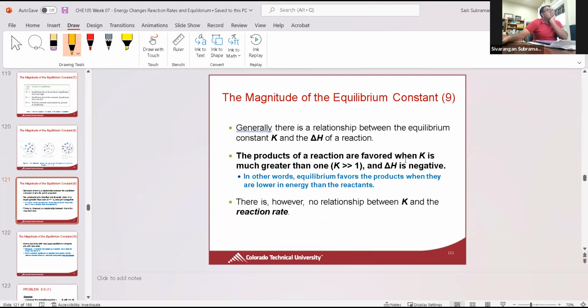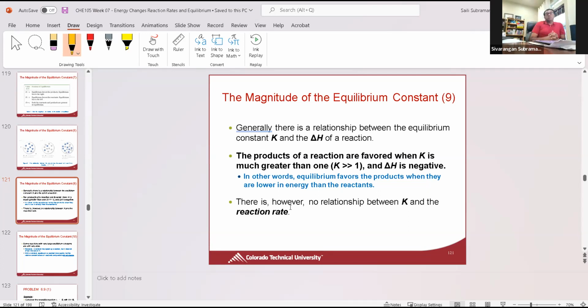I'm going to skip some of these things. Few more points. There is no relationship between the equilibrium constant and the reaction rate. The reaction rate is strictly a function of the energy of activation. That is the only impact on the reaction rate. But the equilibrium constant just tells you how much of the reactants is there versus how much of the products is there.